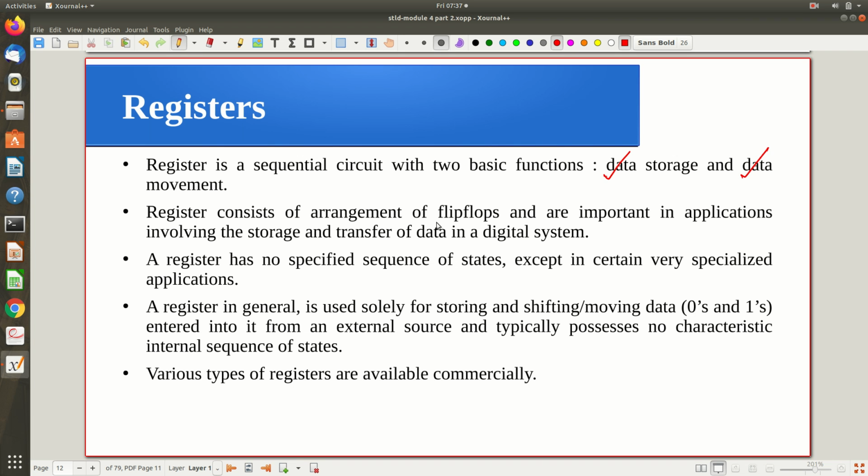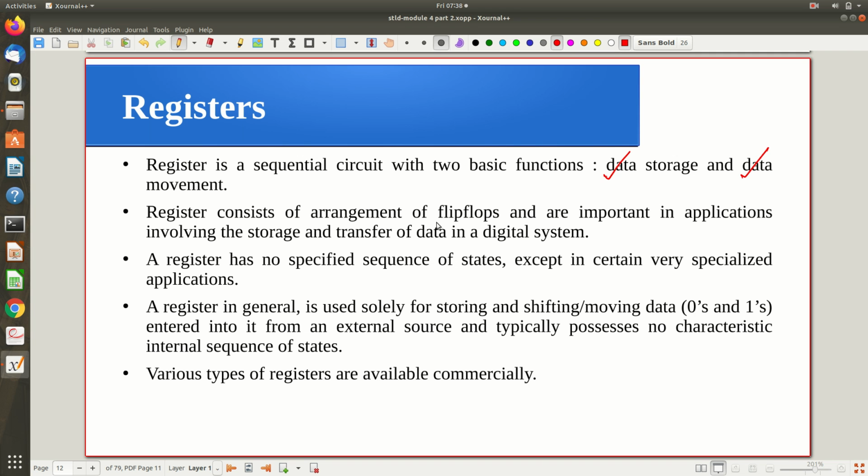So the data entered into it comes from an external source, right? And typically it possesses no characteristic internal sequence of states. We are not interested in how the state is changing, whether it is going through a predetermined sequence or not. We are basically thinking about data coming from an external source, and whether we can store the data into the register, or shall we move it right or left or rotate, right?